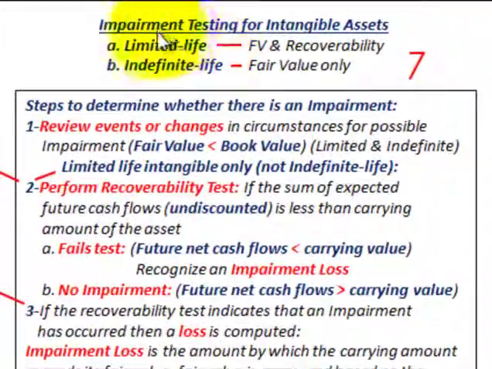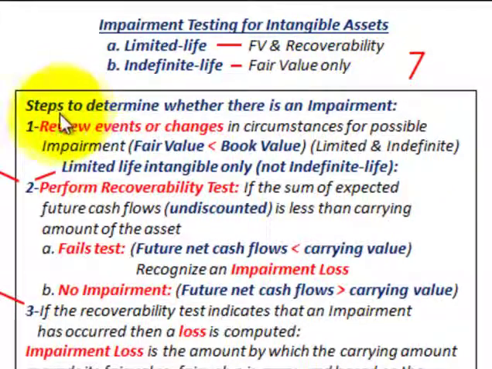What we're going to be going over here is impairment testing for intangible assets. And what we're going to be comparing here is a limited life intangible versus an indefinite life intangible when we're doing this impairment testing. Now with the limited life intangible asset, we're going to do both a fair value test and a recoverability test. And with the indefinite life, an intangible that goes into perpetuity, we're only going to be looking at the fair value test.